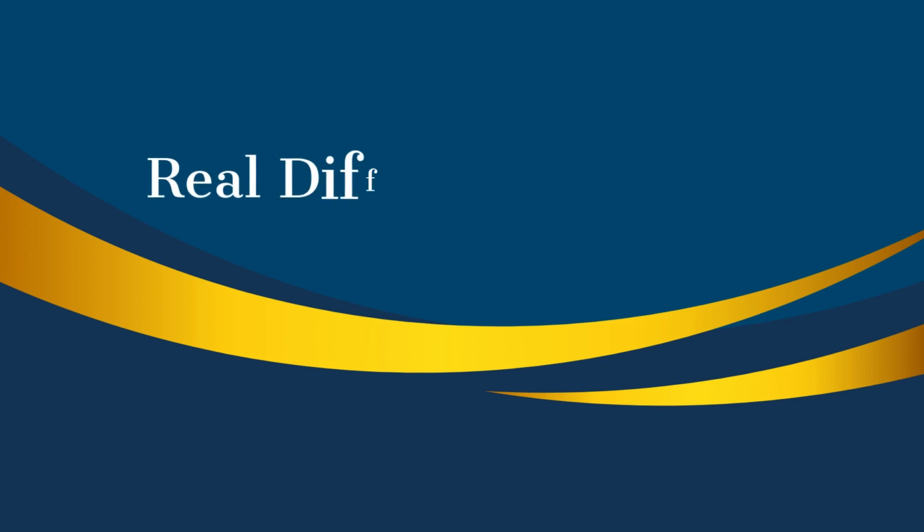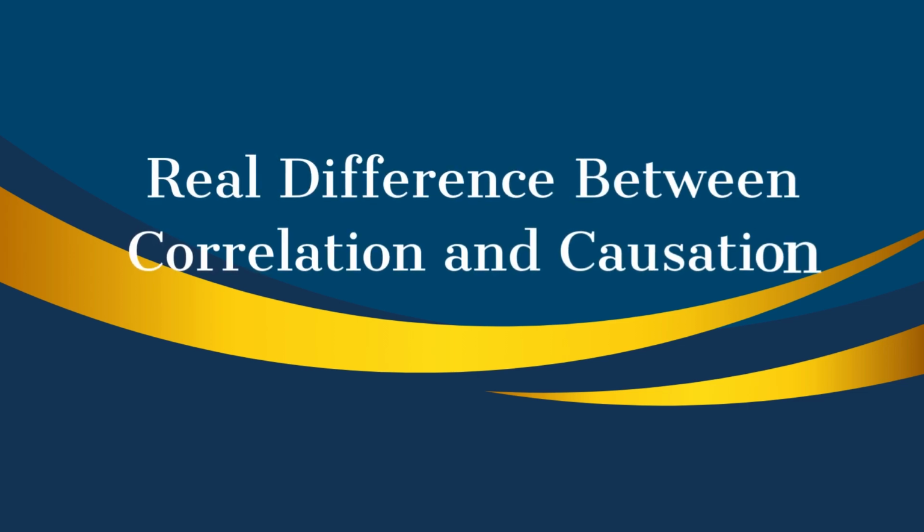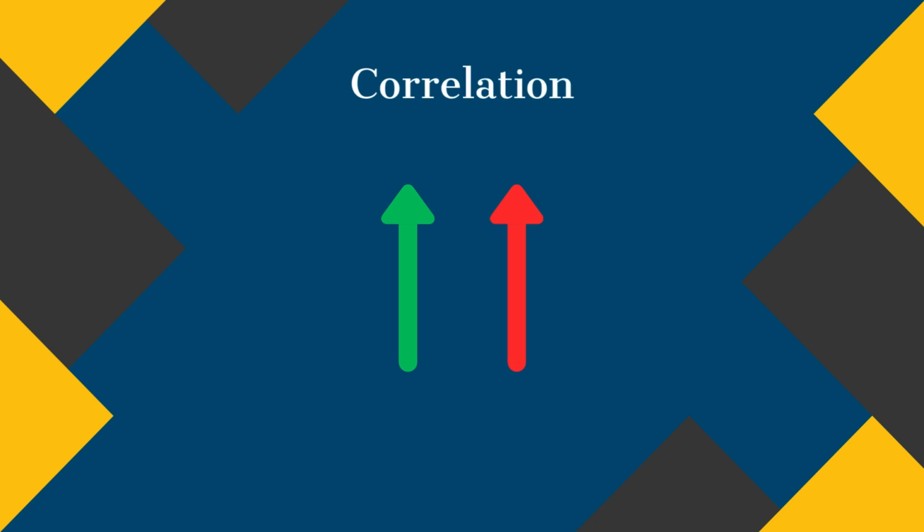Let's start with the absolute basics. What exactly are correlation and causation? And why is it so crucial to distinguish between them? Correlation simply means that two or more variables tend to move together. When one changes, the other tends to change in a predictable way.